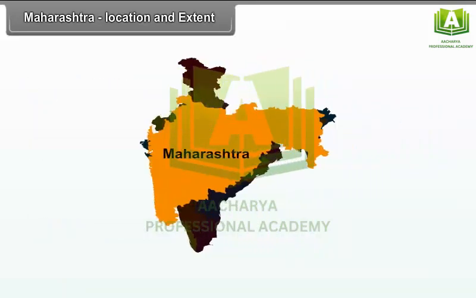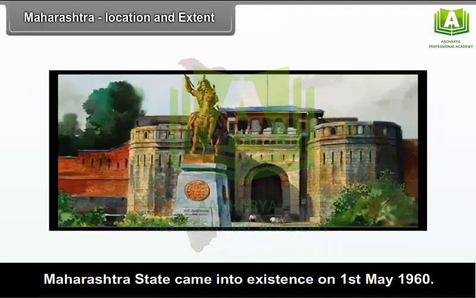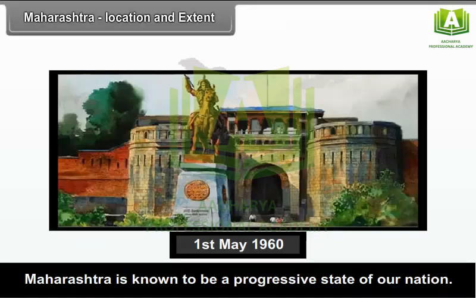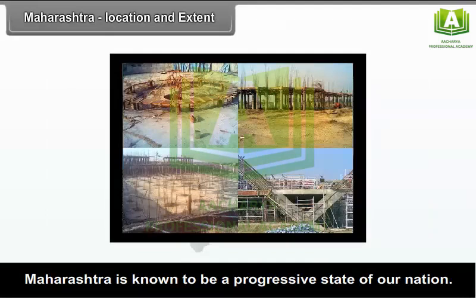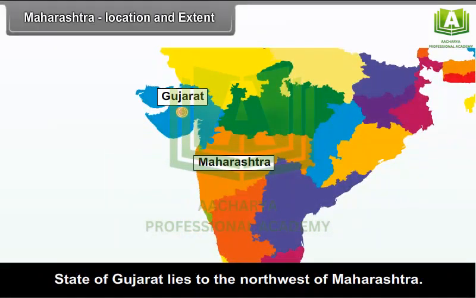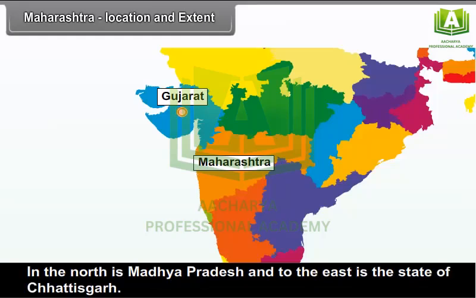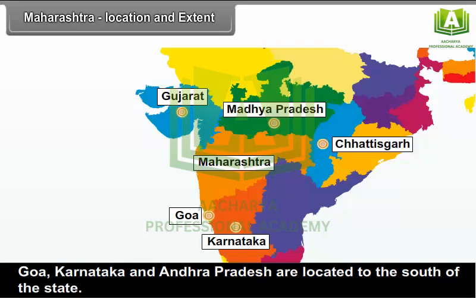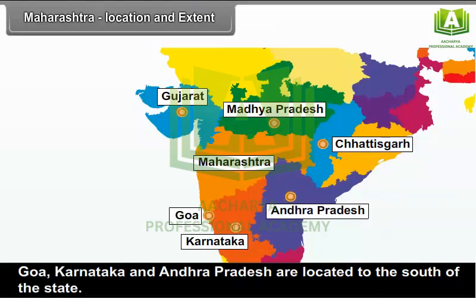Maharashtra. Location and extent. Maharashtra state came into existence on 1st May 1960. Maharashtra is known to be a progressive state of our nation. The state of Gujarat lies to the northwest of Maharashtra. In the north is Madhya Pradesh and to the east is the state of Chhattisgarh. Goa, Karnataka and Andhra Pradesh are located to the south of the state.